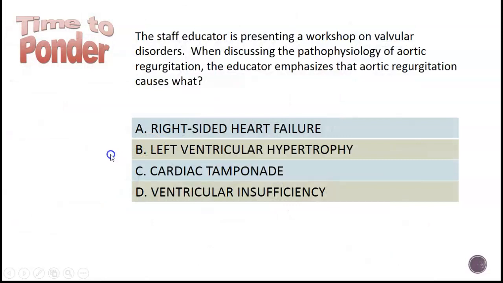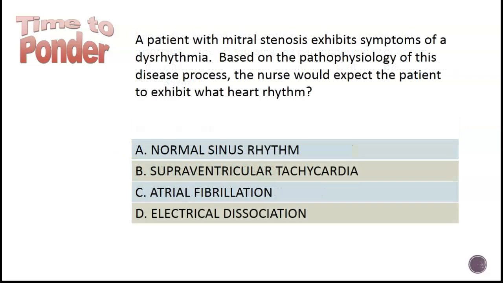So time to ponder. A staff educator is presenting a workshop on valvular disorders, and when discussing the pathophysiology of aortic regurgitation, the educator emphasizes that aortic regurgitation causes what? Left ventricular hypertrophy. A patient with mitral stenosis exhibits symptoms of dysrhythmia. Based on the pathophysiology of this disease process, the nurse would expect the patient to exhibit what heart rhythm? Supraventricular tachycardia.